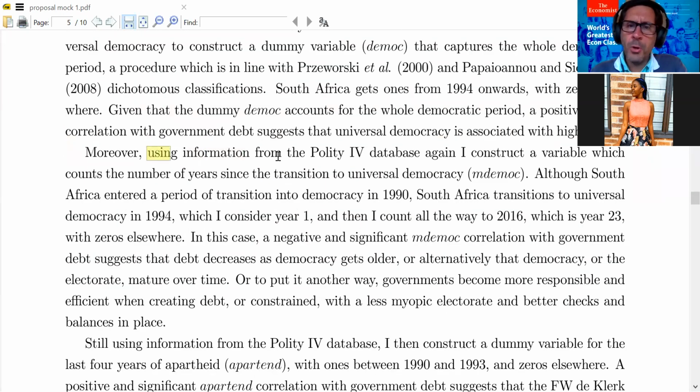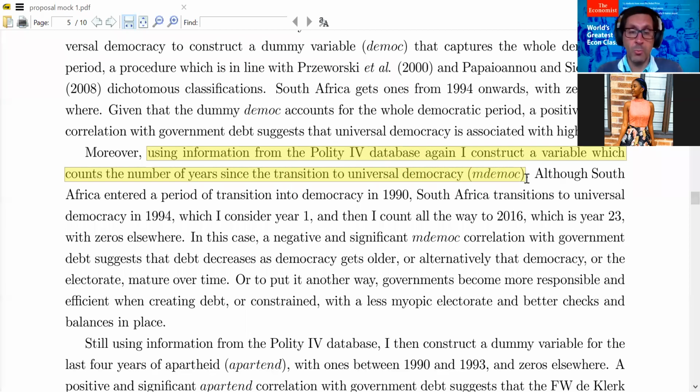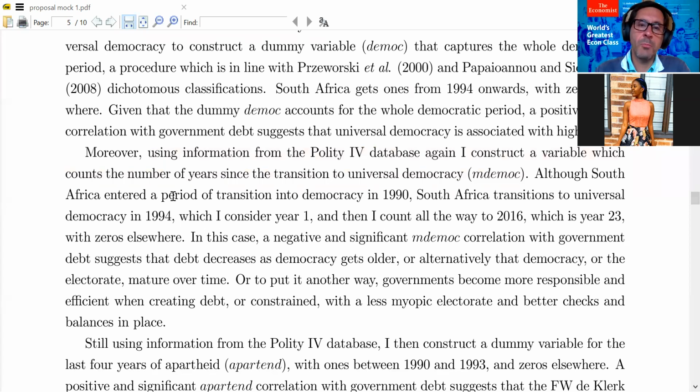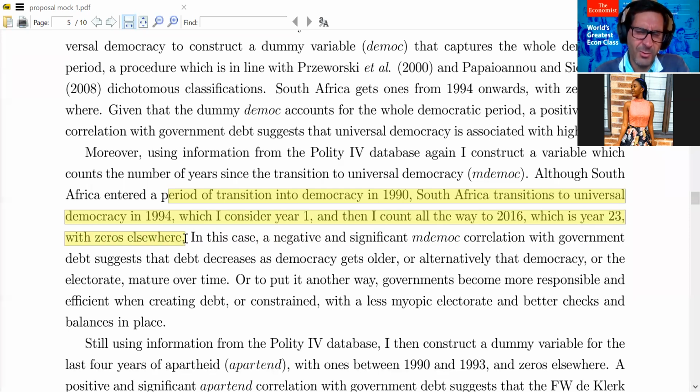Moreover, using information from the Polity4 database, again, I construct a variable which counts the number of years since the transition to universal democracy has happened, right? Because remember, there is a prediction which says that in more democratic societies, governments tend to be more responsible. Although South Africa entered a period of transition into democracy in 1990, South Africa transitions to universal democracy in 1994, which I consider year 1. And then I count all the way to 2016, which is year 23, with zeros elsewhere, right? That was pretty clever. I'm very creative with data.